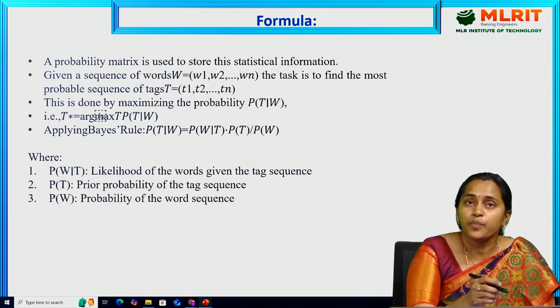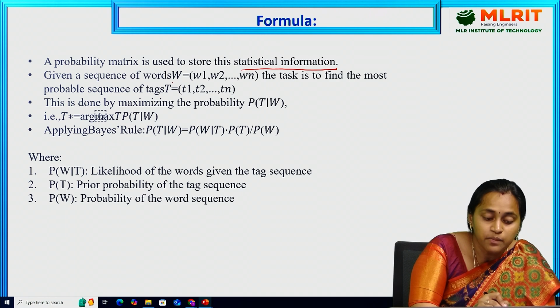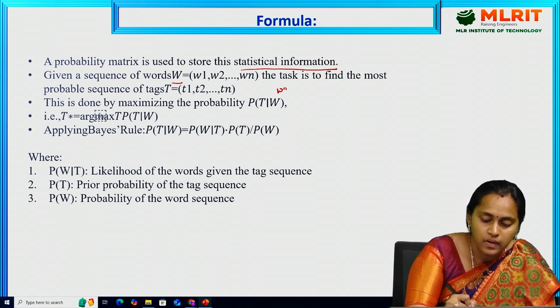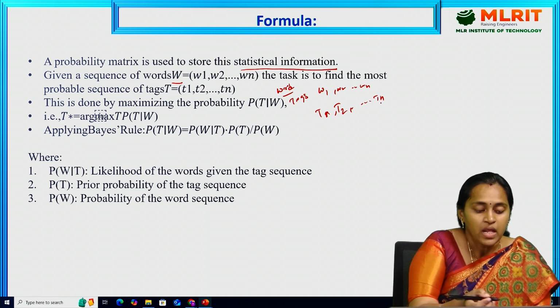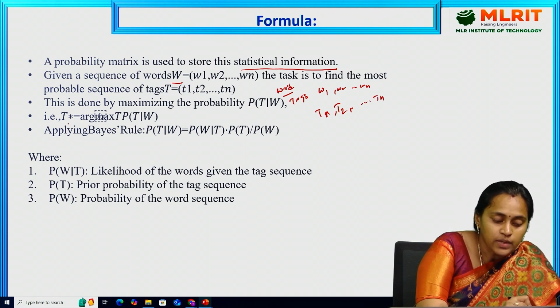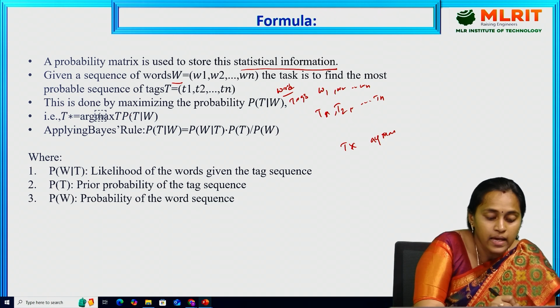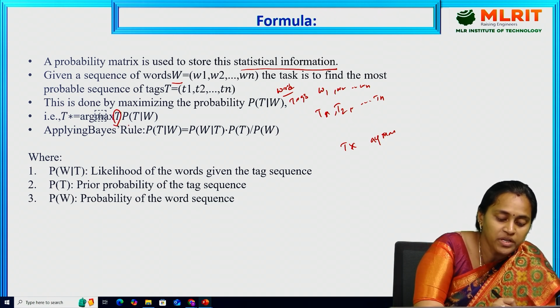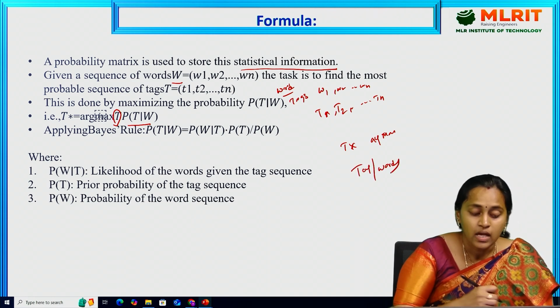A probability matrix is used to store the statistical information. Here the given sentence contains n words, W1, W2 and so on up to Wn, and n tags, T1, T2 and so on up to Tn. What is the final probability? T-hat equals argmax over T of P(T given W), that is, tags given words. This is how we calculate it.